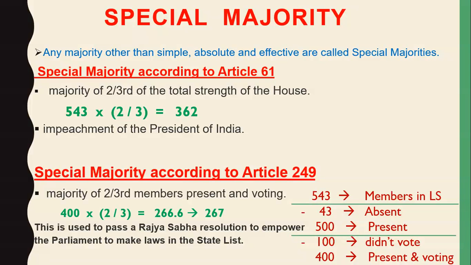Now where is this majority used? Friends, this majority is used in the impeachment of the President of India. I have told you that President of India can be removed if he has violated the constitution. So how will he be removed? He will be removed by using this majority. First of all, the proposal of the removal of the president should be passed by Lok Sabha by a special majority of more than 2/3 of the total strength of the house. Means if 363 members of Lok Sabha or more will support that proposal, then only the proposal will be passed.